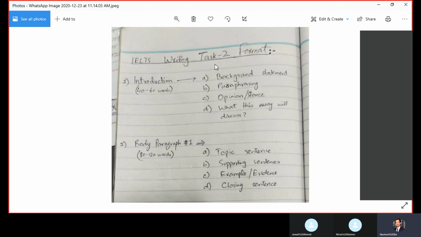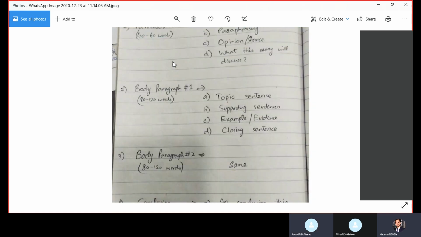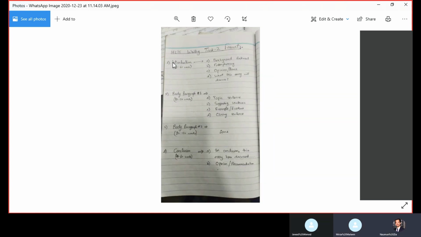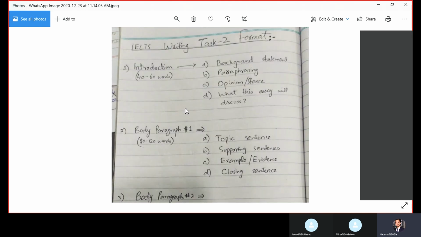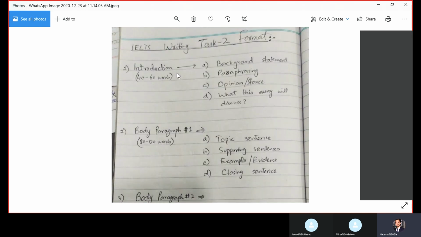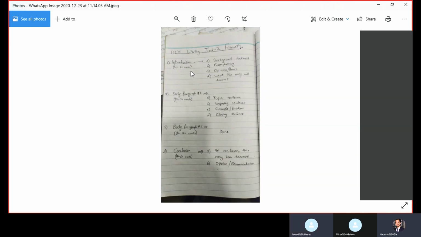So first of all, task 2 format. First, there should be at least 4 paragraphs, and the first paragraph should be the introduction, last one is a conclusion, and in between introduction and conclusion there are 2 paragraphs minimum, body paragraph number 1, body paragraph number 2, right? Now let's begin with introduction.